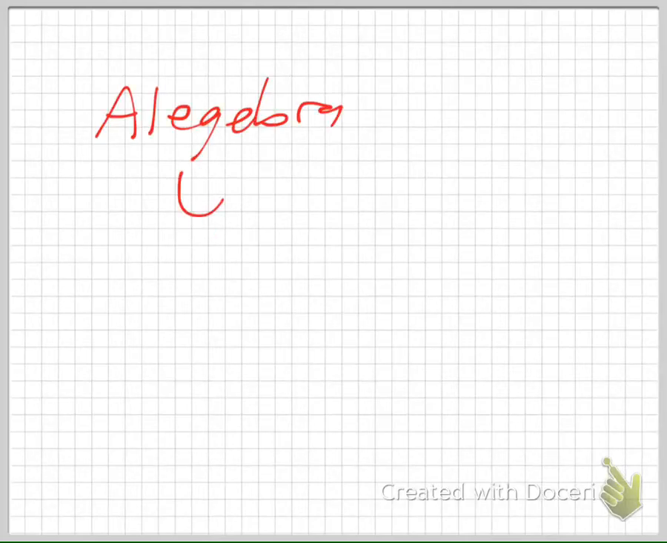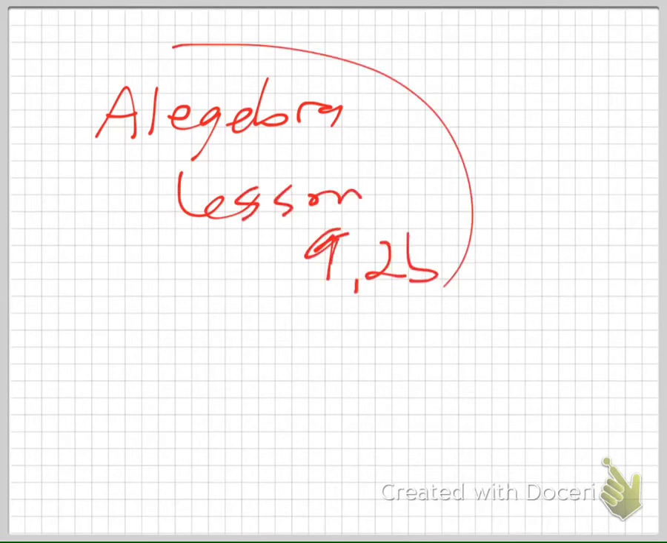Hold on. This is Algebra lesson 9.2b. We're doing 9.2 again. Okay, so here's the question. It says to solve each equation by graphing. Okay, it says x squared plus 2x minus 24 equals 0.